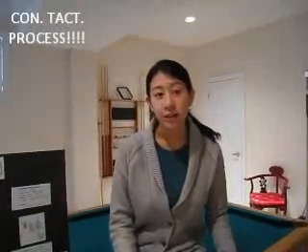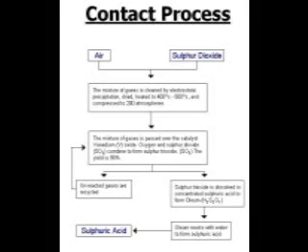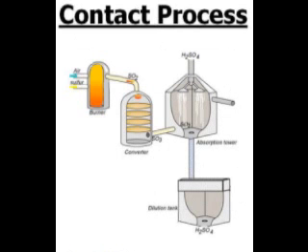The contact process can produce sulfuric acid at any concentration, but requires pure raw materials and therefore is more costly than the lead chamber process. In this process, purified sulfur dioxide is heated to 450 degrees Celsius, and then using a catalyst, usually vanadium pentoxide with an alkaline metal sulfate, is reacted with oxygen to produce sulfur trioxide.